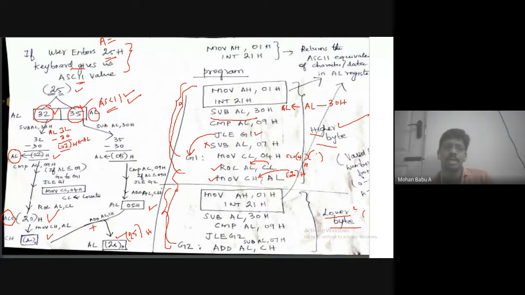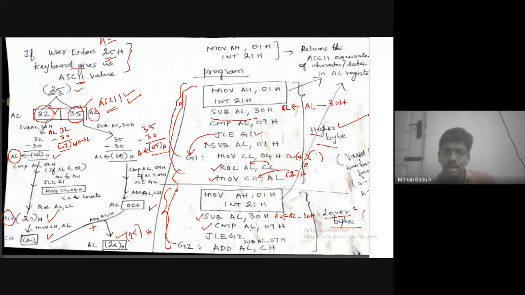What is the next step we need to follow to convert the lower ASCII byte of number 25 to the original one? Subtract AL register with 30H. What it will do? Subtract the value for AL with 30H and store the result in AL register. Now see here, what is the value for AL? AL is 35 here, and subtract the number with 30H. You will get the result as 05H. This will be stored in AL register.